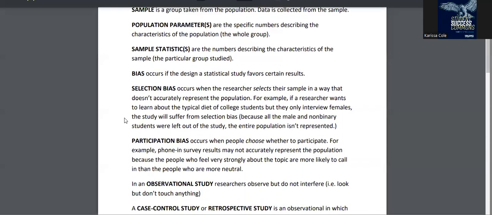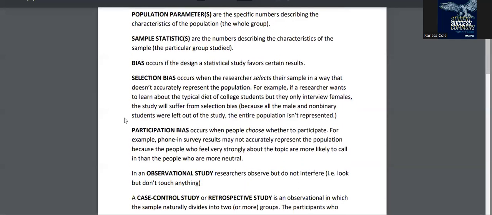So, selection bias occurs when the researcher selects their sample in a way that doesn't accurately represent the population. For example, if a researcher wants to learn about the typical diet of college students, but they only interview females, this study will suffer from selection bias because they haven't selected the male or non-binary students. So the population would not be represented accurately because they didn't select the sample very well.